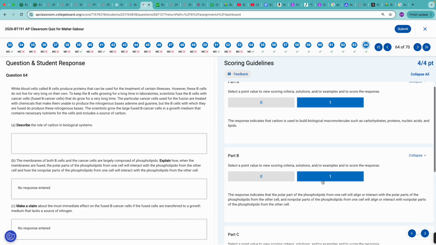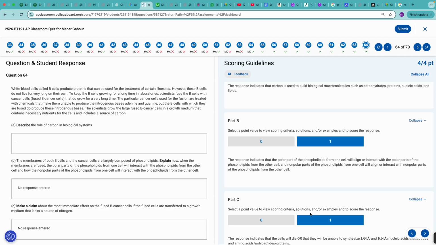Do I need to really read up? Let's see. The response indicates that the polar part of the phospholipids from one cell will align and interact with... no. Okay, guys, this is just pure basic knowledge of polarity. So we know that the polar regions will interact with each other and the non-polar regions will interact with each other. That's all they're saying here.